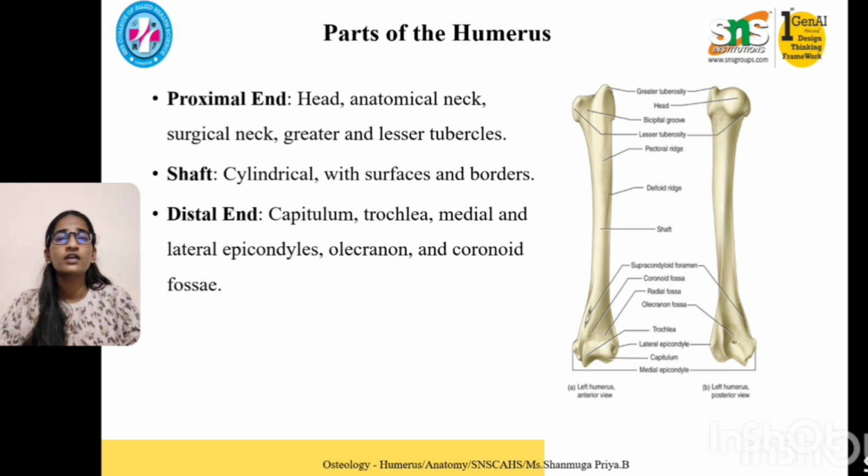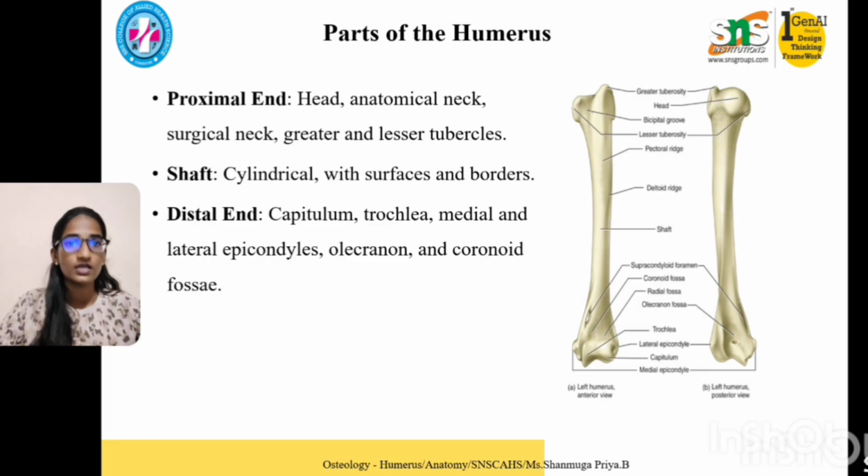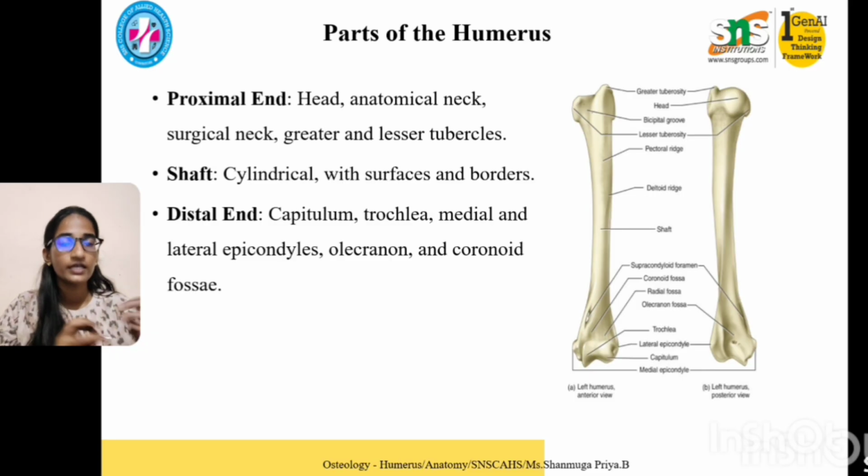The humerus has three main zones: proximal end, shaft, and distal end. Let's make this visual. Proximal end, the upper part near the shoulder. It has the head, anatomical neck, surgical neck, and tubercles. Think of it as a shoulder anchor. And then the shaft. It is long, strong, middle, like a sturdy pipe. Distal end, the bottom part at the elbow with parts like capitulum and trochlea, making bending and rotating possible.